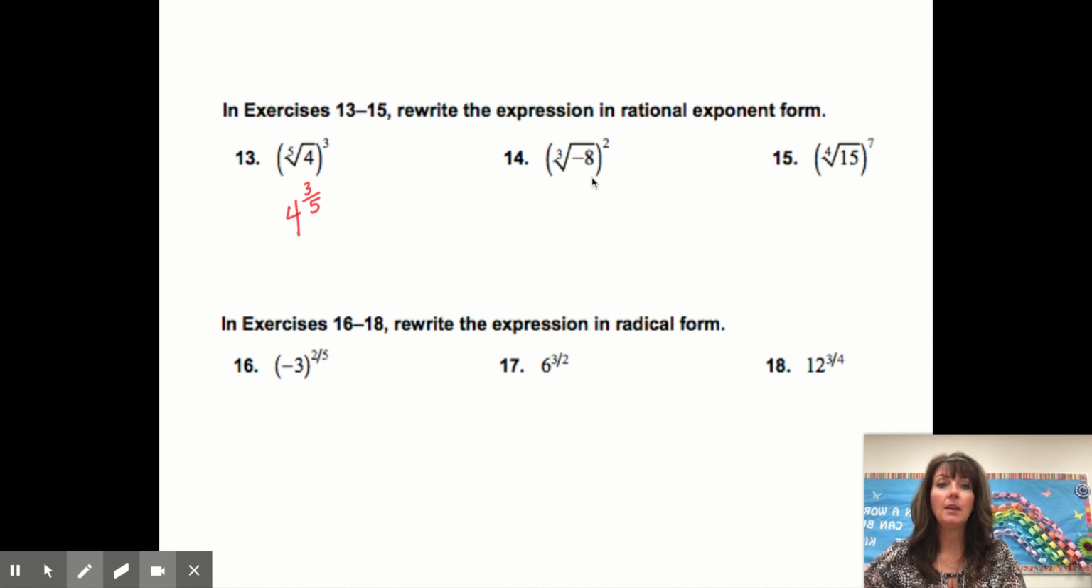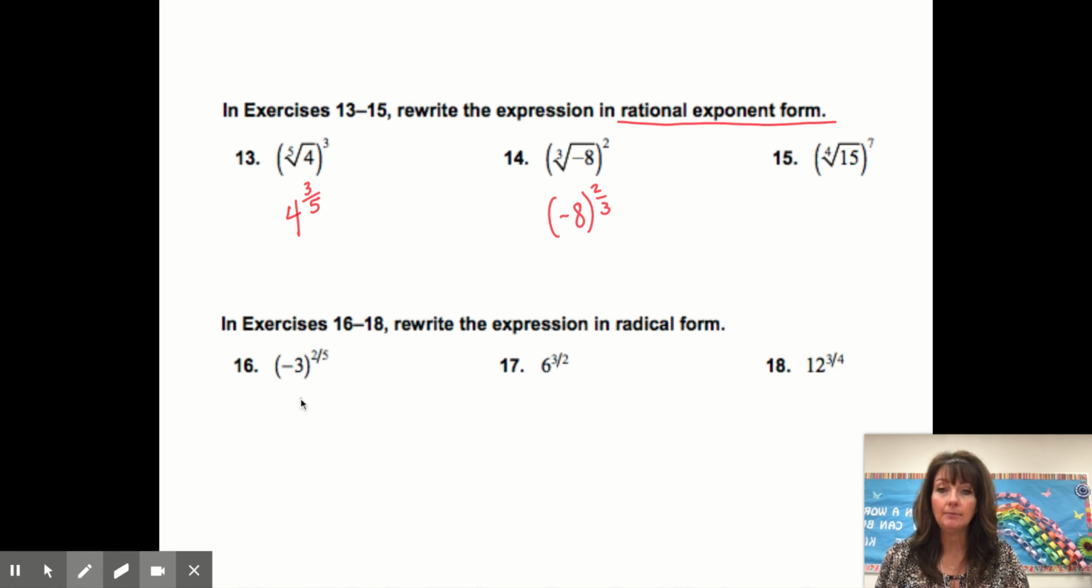Here, because my index is odd, I can have a negative underneath. Always double check. If the index is even, no negatives, no real numbers. This becomes the denominator and this is the numerator. So I have -8 to the 2/3 power. Go ahead and pause the video and rewrite number 15 with a rational exponent. That's all we're doing, putting it in rational exponent form.